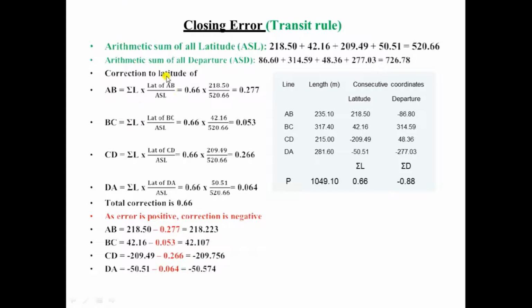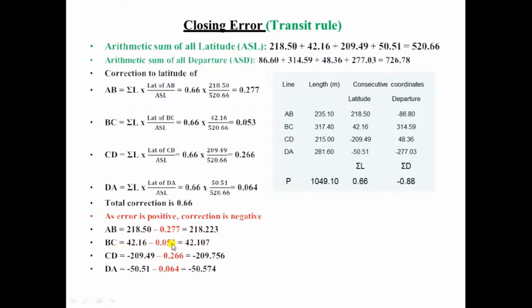Now we are putting the values in that formula: correction = 0.66 multiplied by the latitude of that line, upon the arithmetic sum of latitude, and we can get the correction for AB and for each line of latitude. Now the total correction is 0.66, so the error is positive and our correction is negative. After that we apply the correction to that line and we get the reading 218.223.